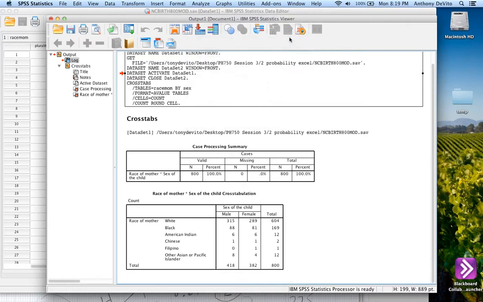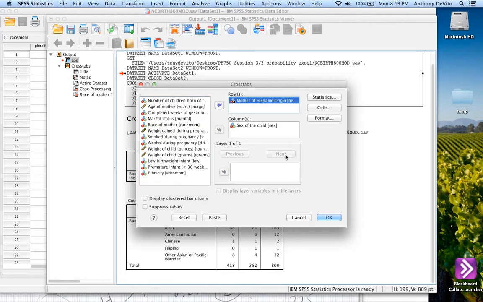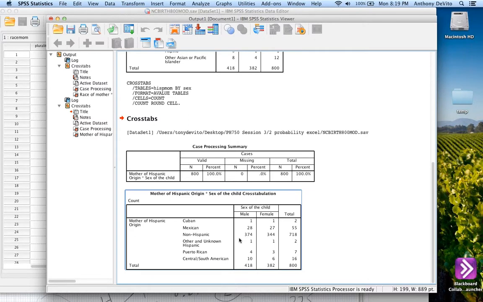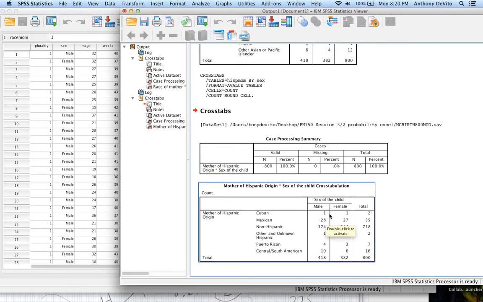I'm going to go to crosstabs again, and I'm going to move that back. And mother of Hispanic origin, any other race, please. I'm going to put that in there and do it again. I'm going to get a different table. And here's the table I'm going to get, and it organized it. In the rows, it asked whether the mother was Hispanic or non-Hispanic, and so on and so forth. And the reason why I'm doing this is because that allows us to very quickly organize this data into tables.